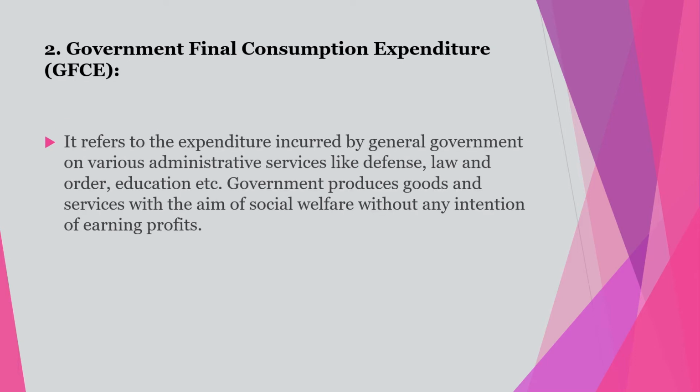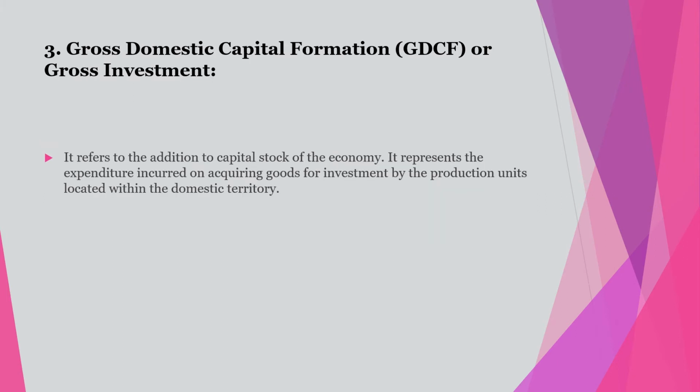Next, government final consumption expenditure, GFCE, which is denoted by G. It refers to the expenditure incurred by general government on various administrative services like defense, law and order, education. Government produces goods and services with the aim of social welfare without any intention of earning profits, which is denoted by G, which is a very important component of expenditure method.